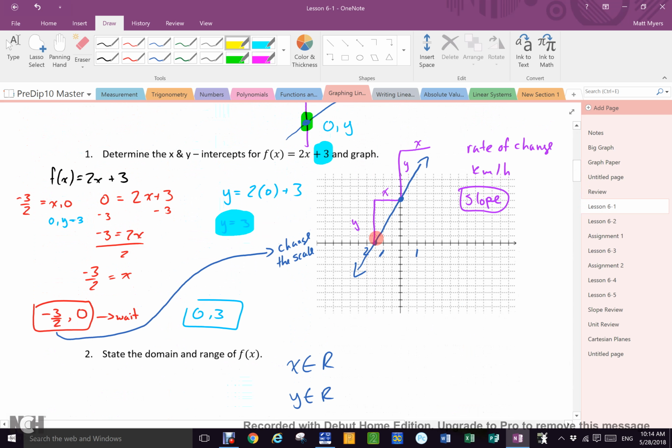What about here? I went up 1, 2, 3, 1, 2, 3, 4, 5, 6. But that's not really 6, it was 3, right? And I went this far, how far? Negative 1.5. That's 1.5, right? So dV 3 divided by 1.5 is what? 2. What do you notice?